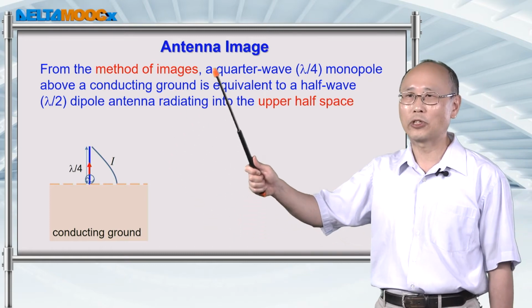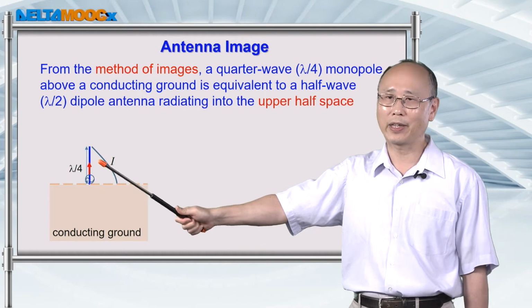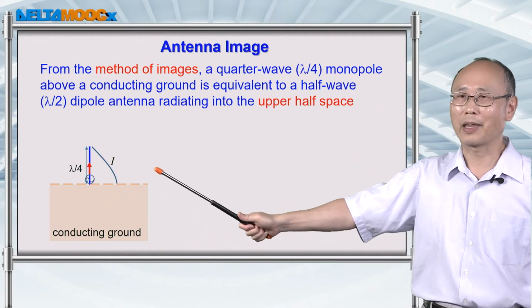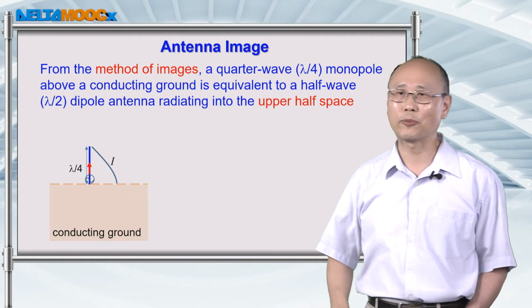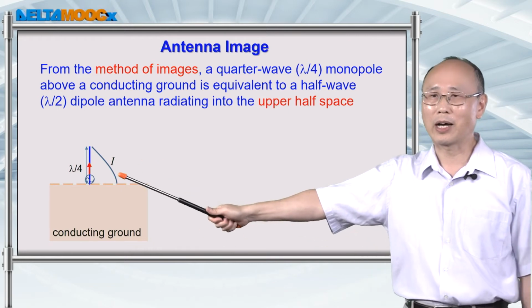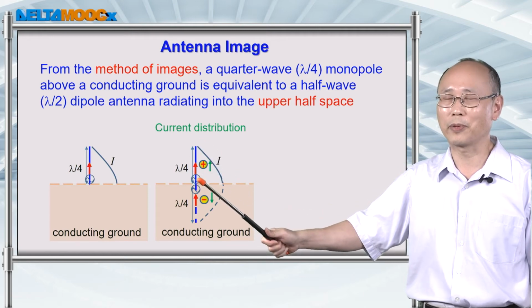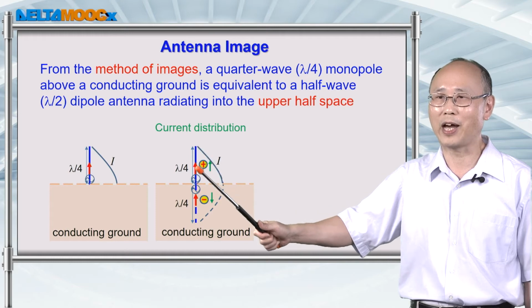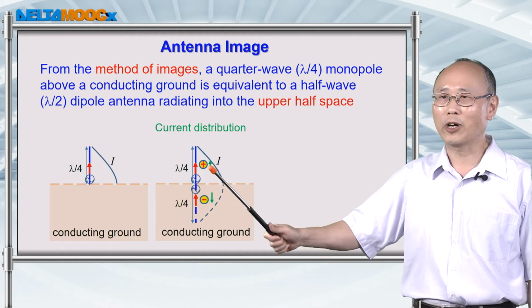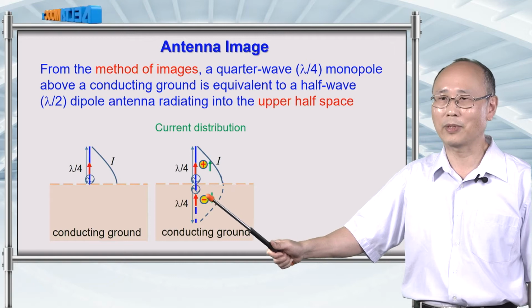Now, I want to introduce the concept of antenna image. Suppose you have a quarter wave monopole antenna installed on this conducting material. And we learned about the method of image before when we talked about the static electric field. So think about when you have a charge moving up along this direction, and because the current is moving up in this diagram, we suppose there's a positive charge moving upward. The image of the charge is going to be negative, and the propagation direction of this negative charge is going to be downward.